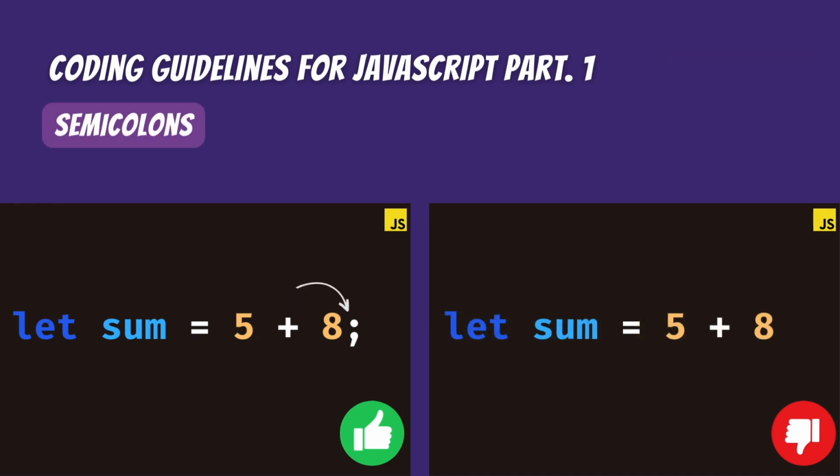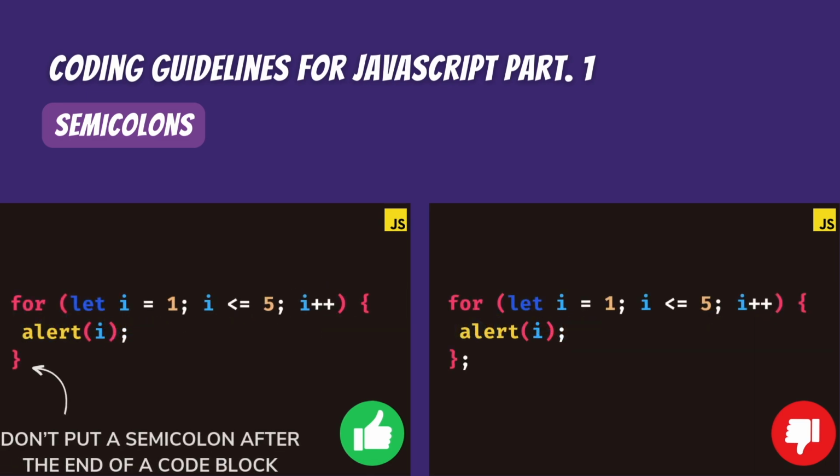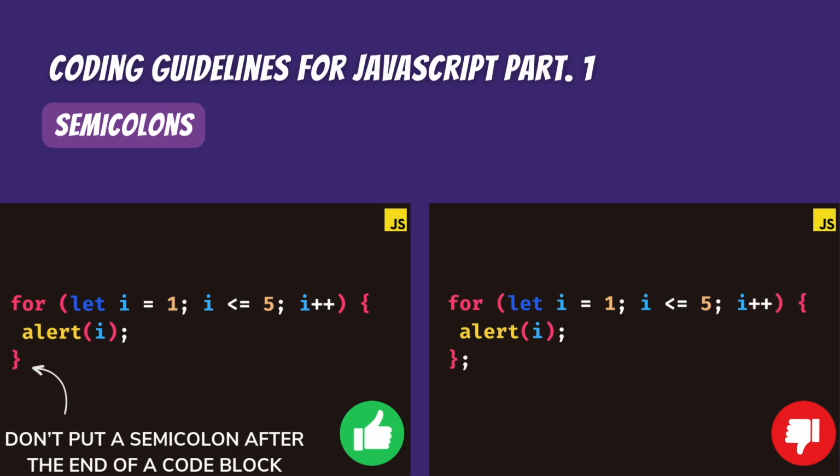Next, let's talk about semicolons. As I mentioned before, you should always place a semicolon at the end of the line. However, there is an exception. You don't need a semicolon after the closing curly brace in loops and conditional statements.